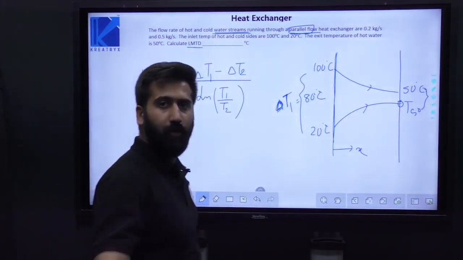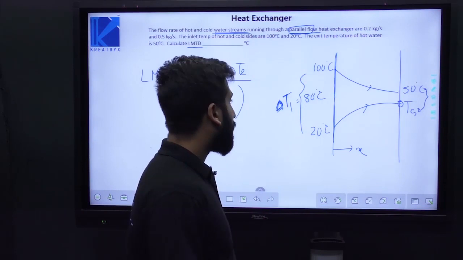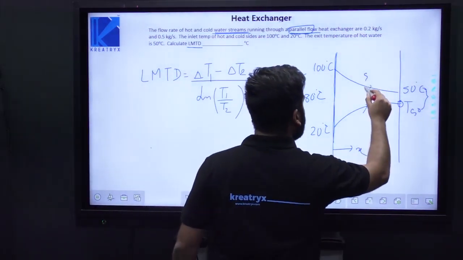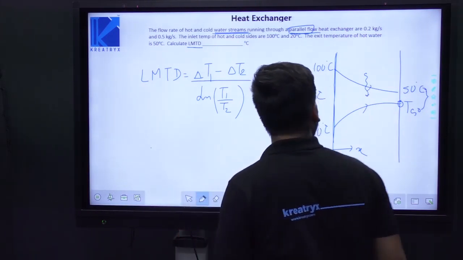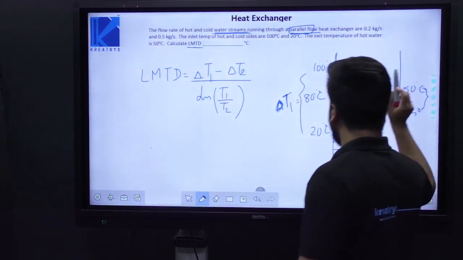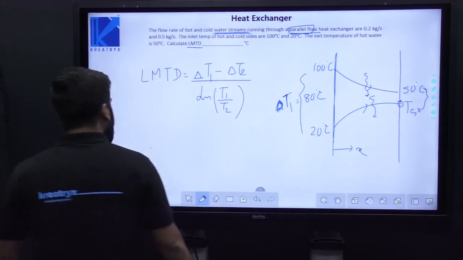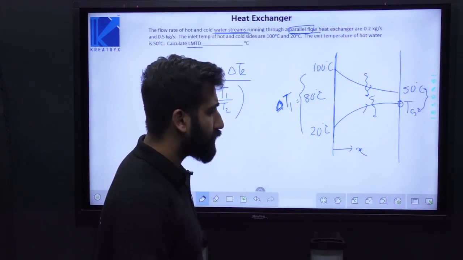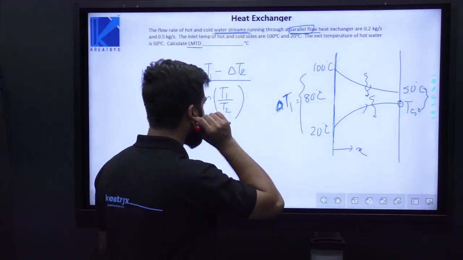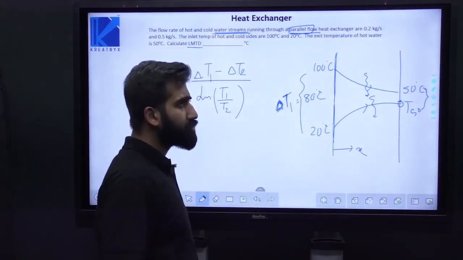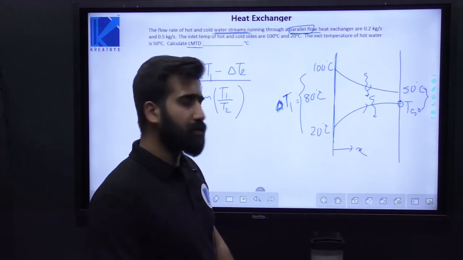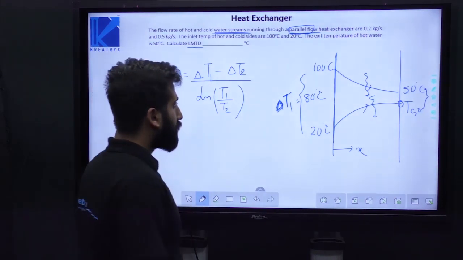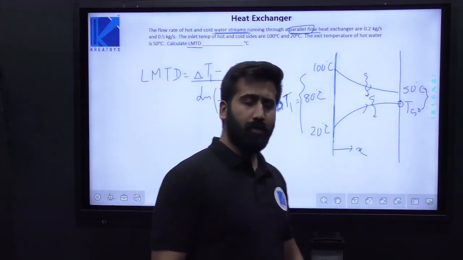What I can do? I've told you that you'll have to apply energy conservation, because the heat lost by this hot fluid will eventually be gained by this cold fluid, because we treat that no heat is lost to the surroundings. Okay? We assume this in case of heat exchangers. Also, we assume that the pressure remains constant. If you have doubt regarding that also, I'm telling you about pressure. We assume that pressure is remaining constant.